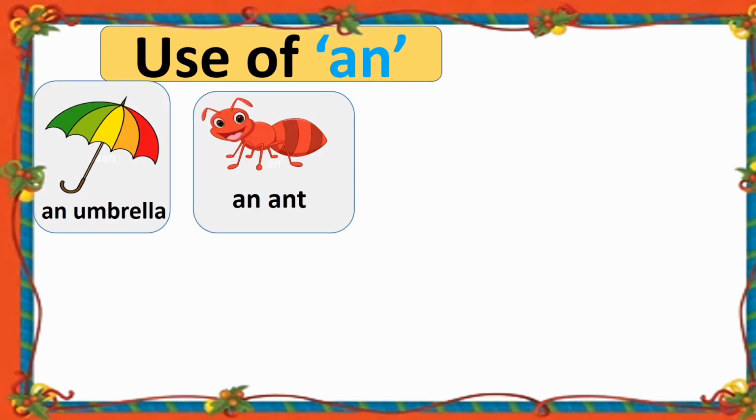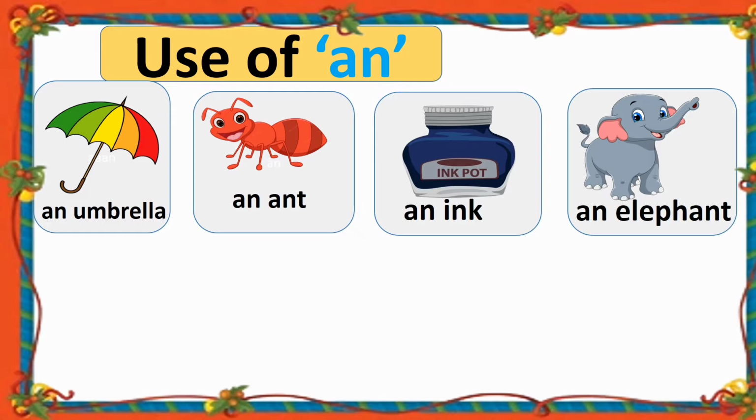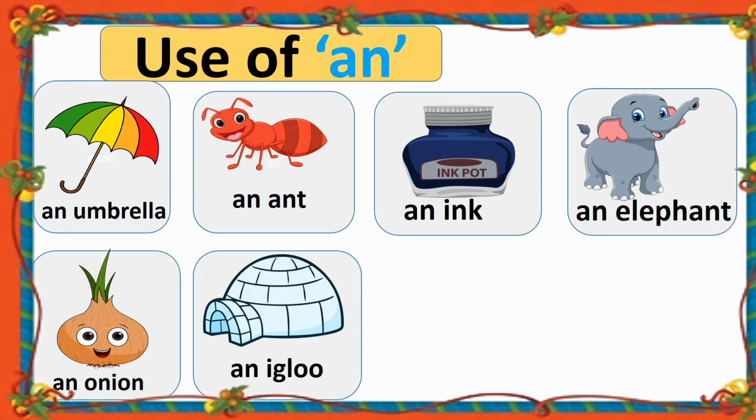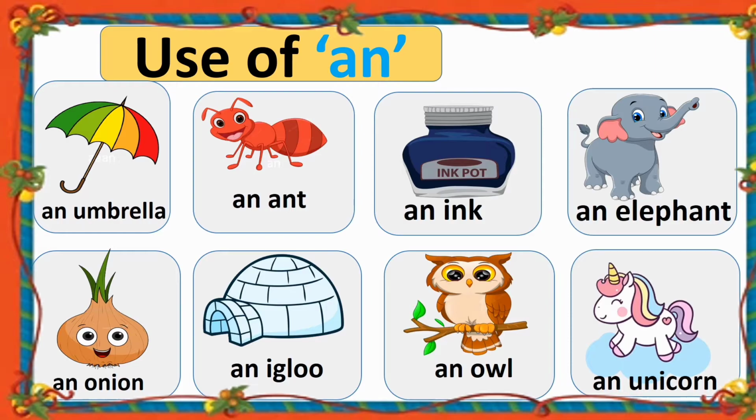An umbrella, an ant, an ink, an elephant, an onion, an igloo, an owl, an unicorn. These all the words start with vowel. That's why we add an before the word.